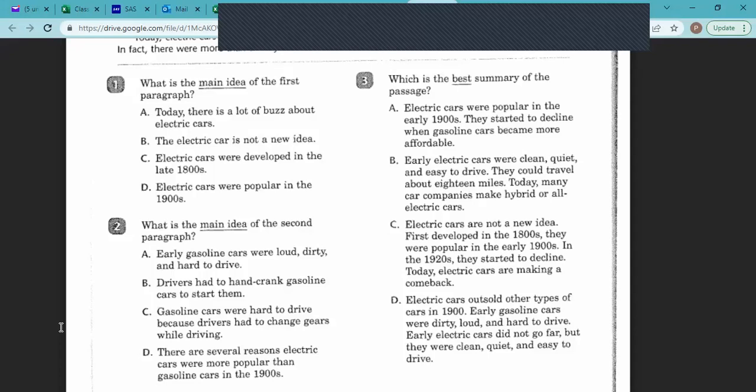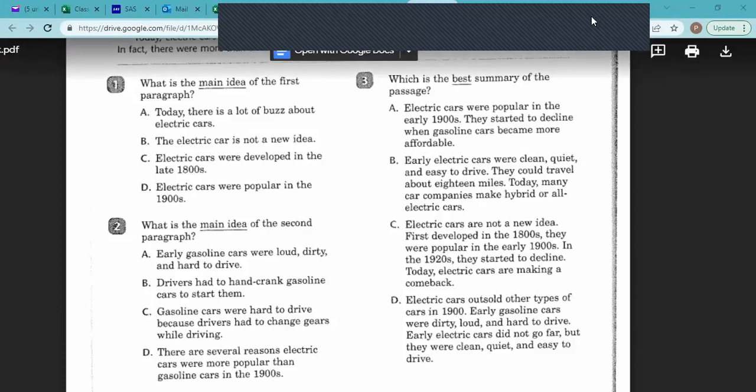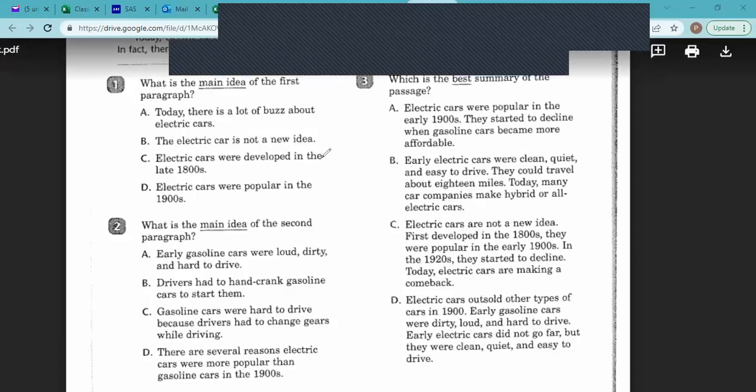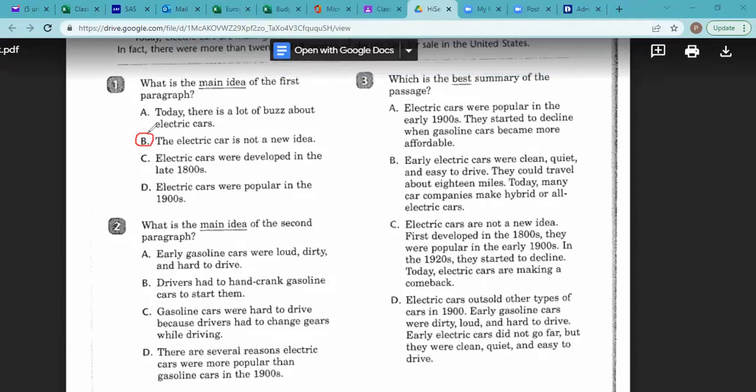Okay, so the best summary for this passage above would be C. That is because it's taking the main ideas from all the paragraphs. Like we said, the main idea of paragraph number 1 was B, the electric car is not a new idea. For paragraph 2, it's D, there are several reasons electric cars were more popular. So if we take C and look at the overall passage, and take the main ideas of all the paragraphs and put them together, C would be your correct choice.